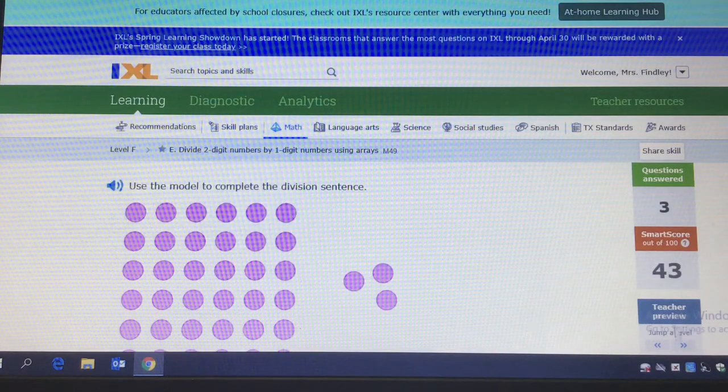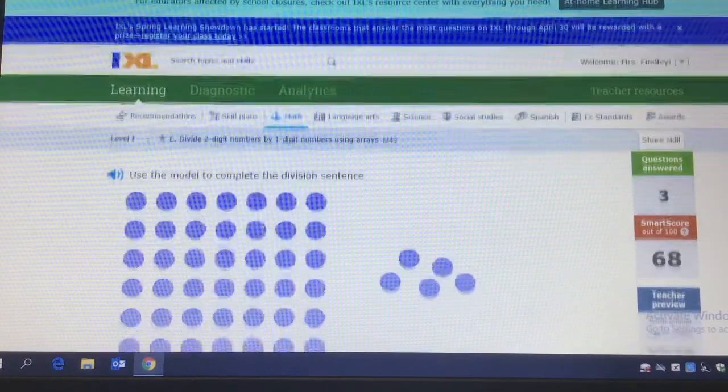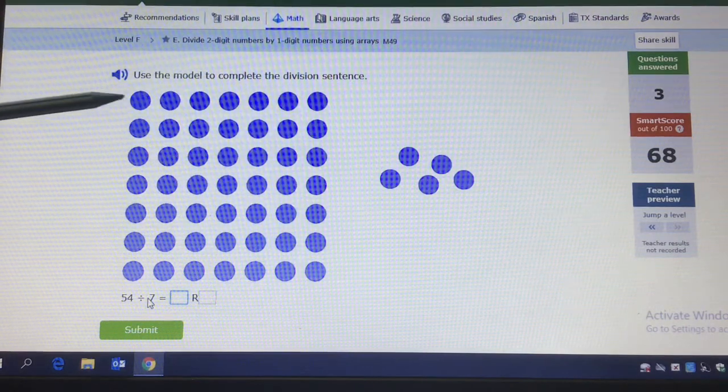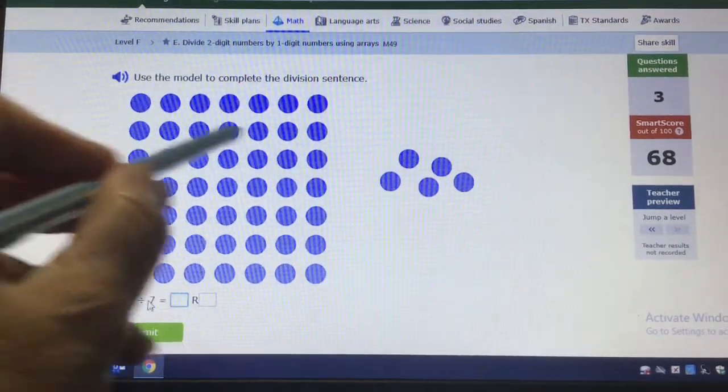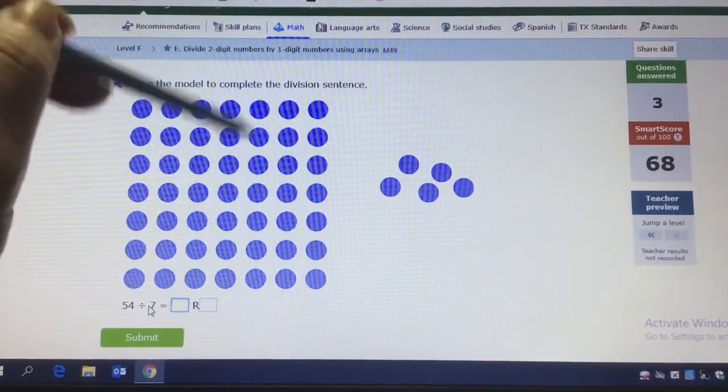I'm going to jump up a level and see what the problems look like as we start to approach a SMART score of 80. The numbers just keep getting bigger and bigger. Again, you need to find where are my 7 groups. Are my 7 groups running across the array, or are my 7 groups running down the array?